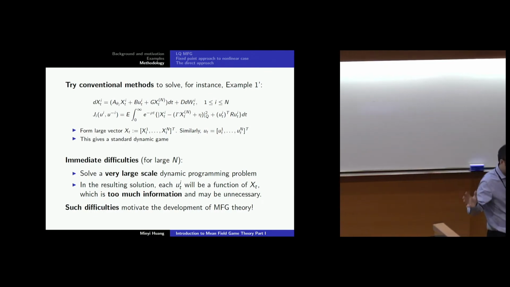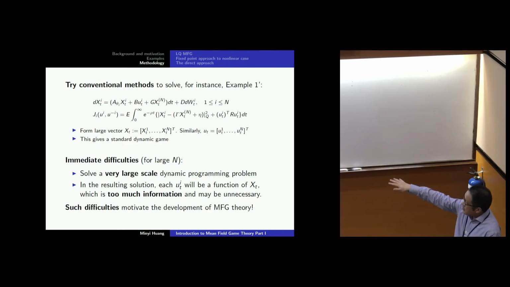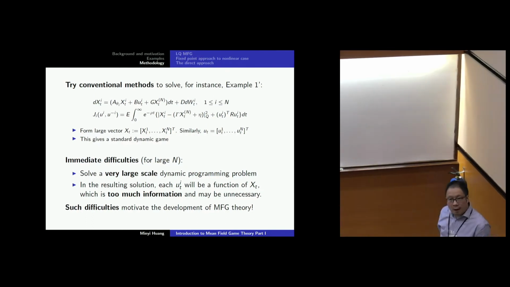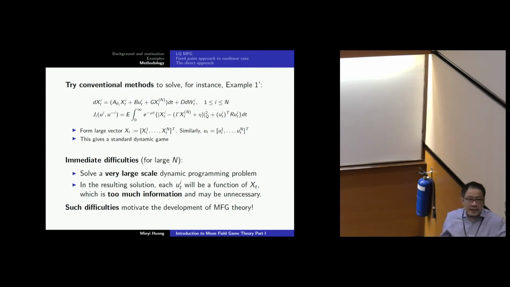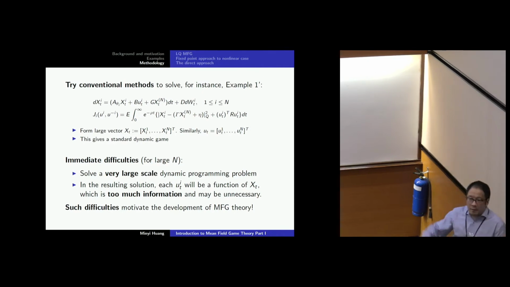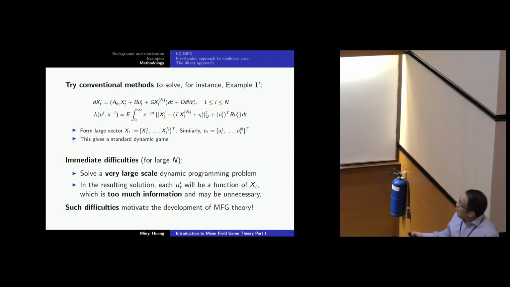Just write the individual dynamics in the centralized form. Write a very big equation system. If we want to find the Nash equilibrium for the dynamic game, we can use dynamic programming to write a very big equation system. But here we can see an immediate difficulty. We need to solve a very large scale dynamic programming problem.